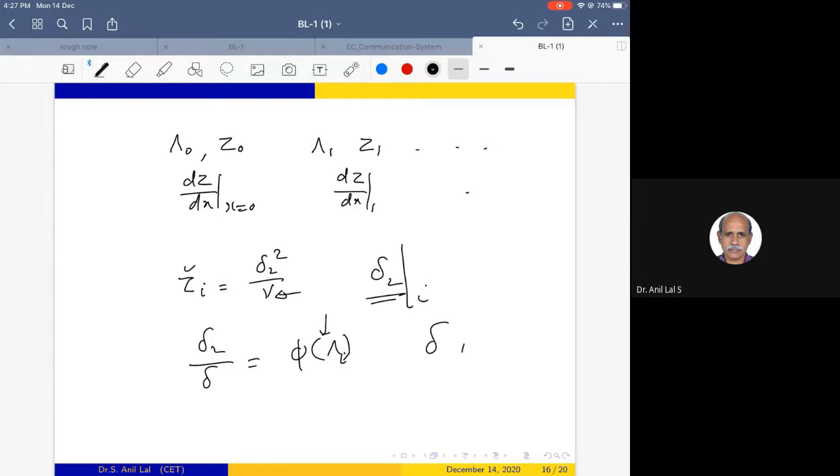Now, once the boundary layer thickness is known, delta 1 by delta is another function psi of lambda. So by knowing delta, we can get delta 1, and we also have 2 plus gamma by 6 as the dimensionless wall shear stress. From that we can get wall shear stress and the skin friction coefficient. All the relevant parameters we can find out by using the method.